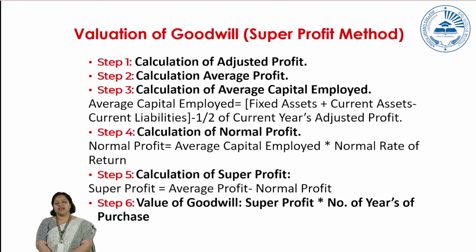Suppose in the case of adjusted profit only increasing trends are there, then in those cases we should go for the weighted average profit. In the case of weighted average profit, we have to assume some weights and multiply the weights with the profit, and then we can find the average profit. The formula for weighted average profit is total weighted profit divided by total weights.